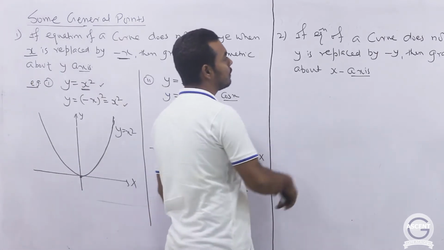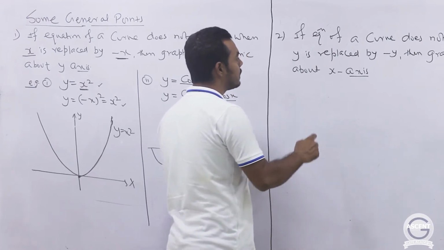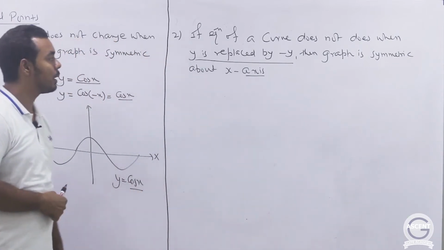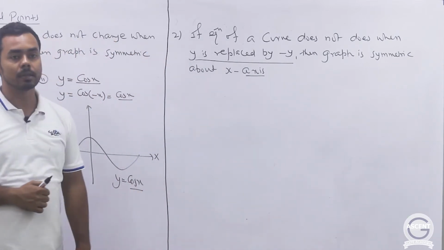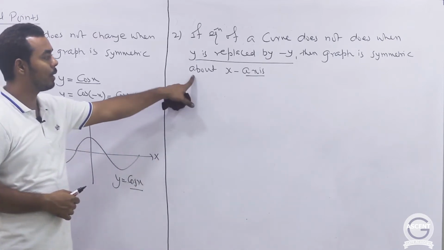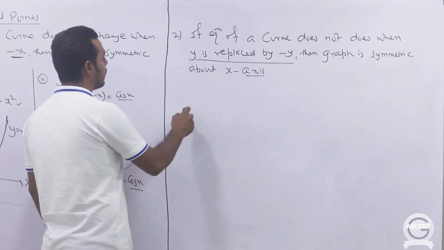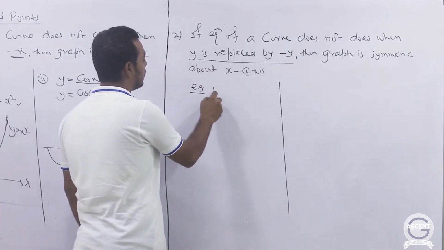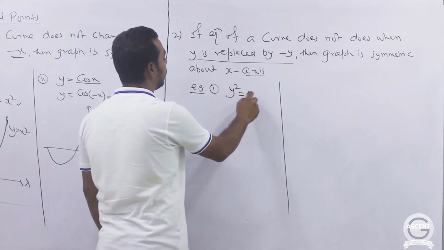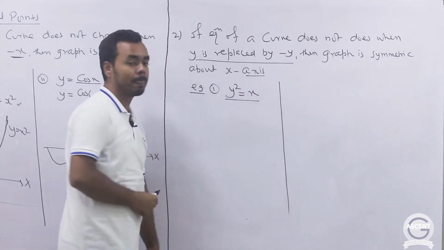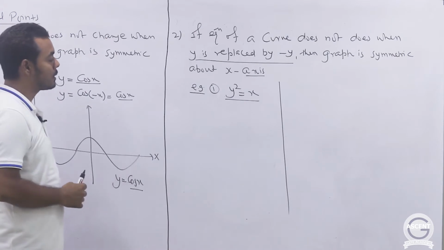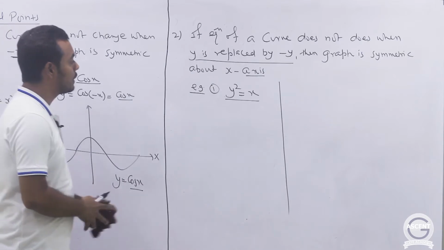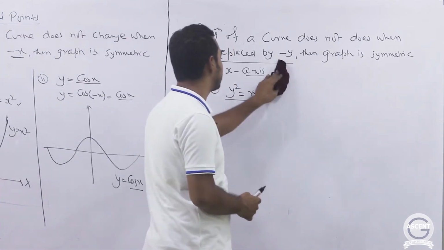The second point is if the equation of a curve does not change when y is replaced by minus y. In place of y write minus y, and if you are getting the same equation, then it means the graph will be symmetric about x-axis. Again, if you want some examples, the example you can think of is the graph of y square equals x. In this function, if you replace y by minus y, you are going to get the same equation. Only one example will be sufficient here.